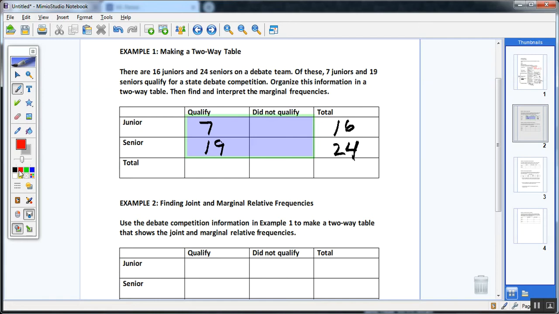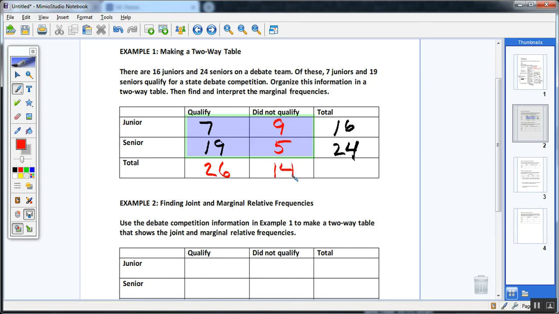7 juniors qualified for debate, but there were how many total juniors? 16. So how many did not qualify? 9. Okay. How many seniors qualified? 19 out of? 24. So meaning the number that didn't qualify would be? All right, so let's just check this out. 7 and 19 adds up to what? 27. 14.